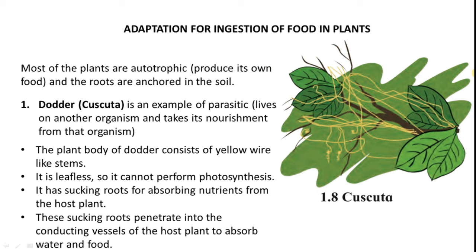Adaptation for modes of food intake in plants. Most of the plants are autotrophic, produce their own food, and the roots are anchored in the soil. Autotrophic plants means which can prepare their own food by photosynthesis. Cuscuta plant is an example of a parasitic plant. Parasitic plants live on another organism and take nourishment from that organism. The plant body of cuscuta consists of yellow wire-like stems. You can see in the picture. It is leafless, so it cannot perform photosynthesis.